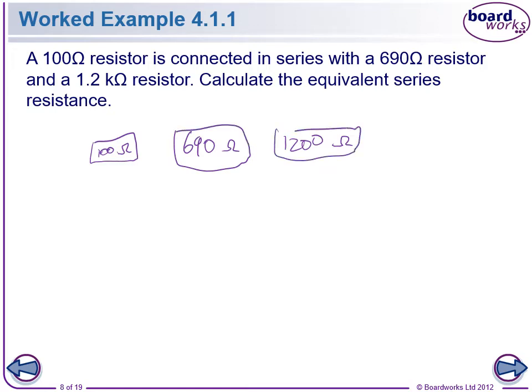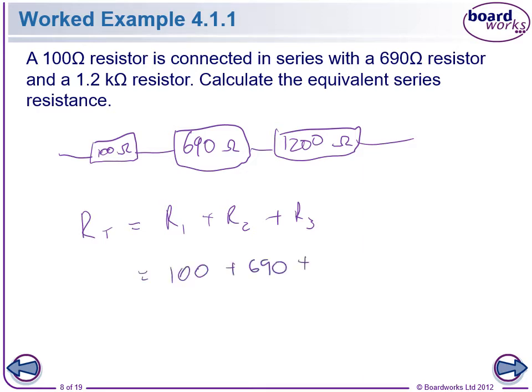So, pretend they look vaguely like squares. Those resistors connected in series, calculate the equivalent series resistance. Our equivalent resistance is equal to the sum of all of our other resistors, R1 plus R2 plus R3. So 100 plus 690 plus 1200, and that gives us 1990. So we could remove those three resistors and replace them with a single 1990 ohm resistor.